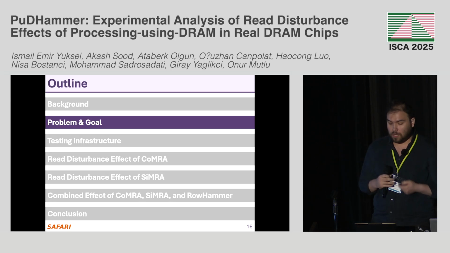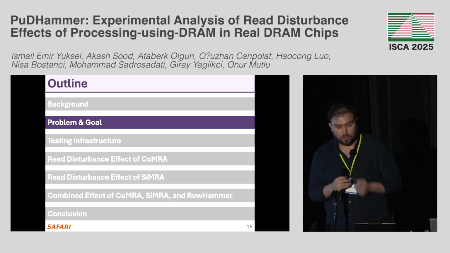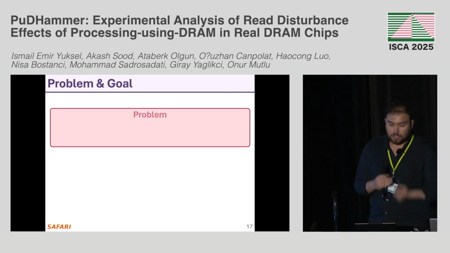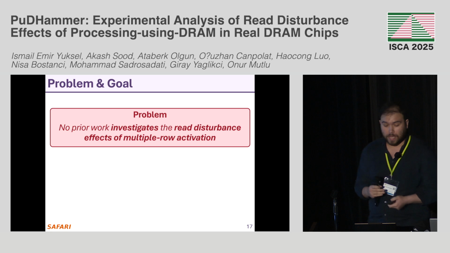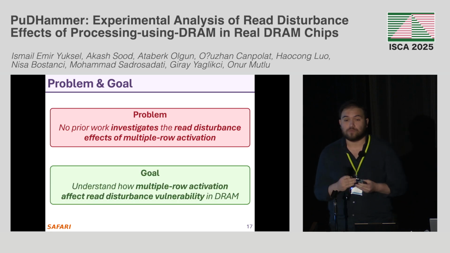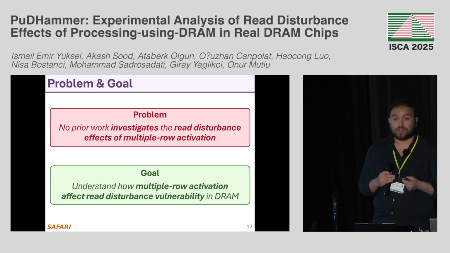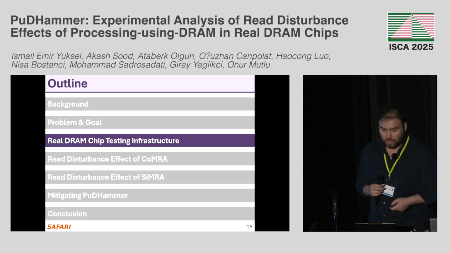We call the hammered row the aggressor row, and the rows that experience bit flips the victim rows. This phenomenon brings us to the problem and goal of this paper. No prior work investigates the read disturbance effects of multiple row activation, and our goal is to understand how multiple row activation affects read disturbance vulnerability.